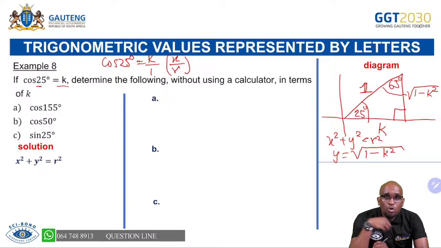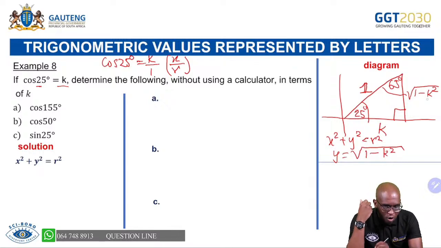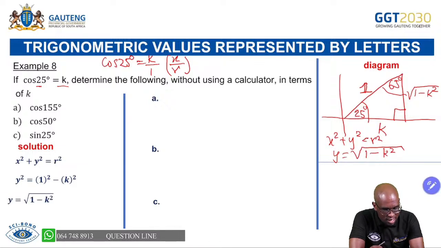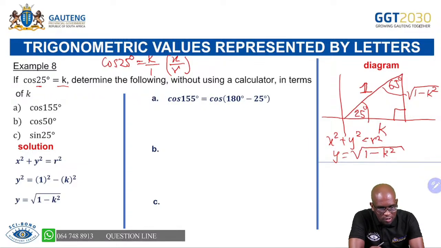Obviously, I am now showing you step by step how I worked out the value of y there using Pythagoras. y squared would be r squared, which is 1 squared, minus what you call x squared, which was k. And then we get that y is the square root of 1 minus k squared. Now we can start answering questions.